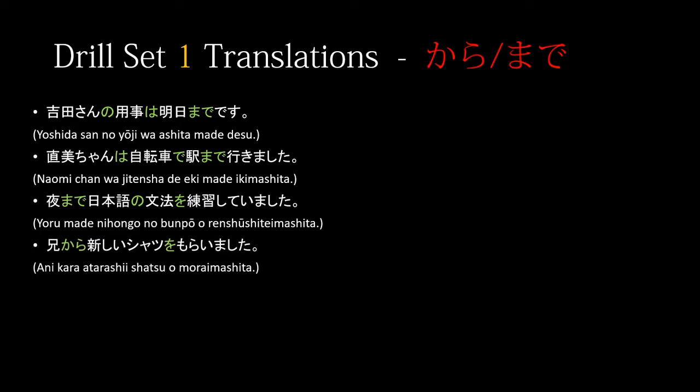After that, Ani kara atarashii shatsu o moraimashita. This time we have only 2 particles, kara to show from whom we have received, in this case the shirt, and o to signify that it is the object we have received. So once again, kara shows the giver of a certain object, and o marks that object.